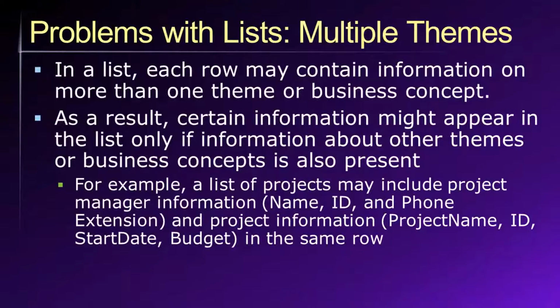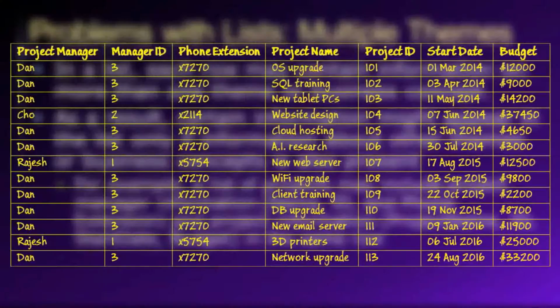Returning to lists, a major problem is with these multiple themes. That is, for each row of the list, we might be recording information about more than one of these business concepts. As an example, consider our list of project managers. If we also wanted to include project information, that is, perhaps a project name, a project ID, any additional information about the project, we might store that in the same row along with the project manager.